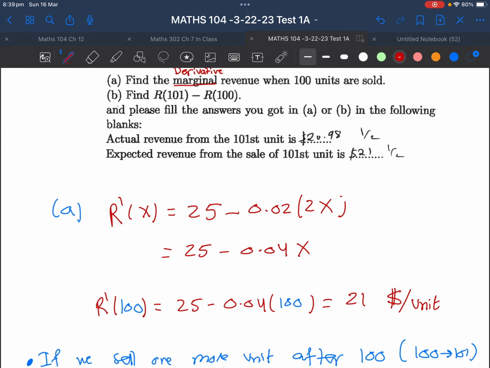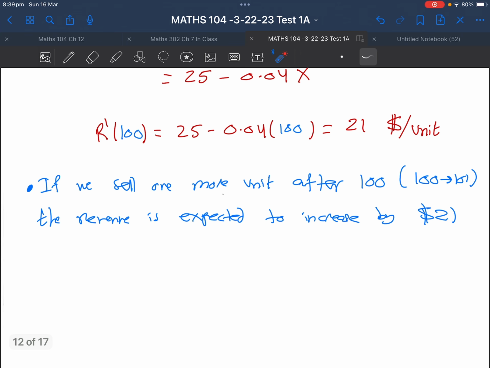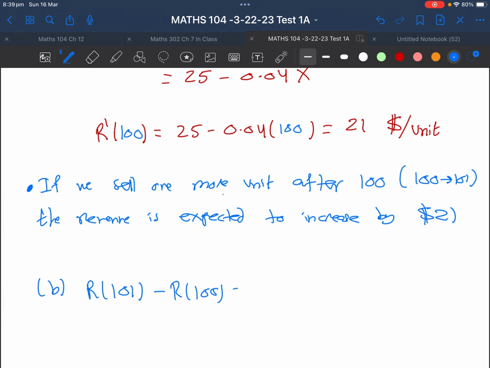Now, that's we finish from the first question. We go to the next question. We need to find R of 101 minus R of 100. This is a direct substitution for part B. So we need to find R of 101 minus R of 100.